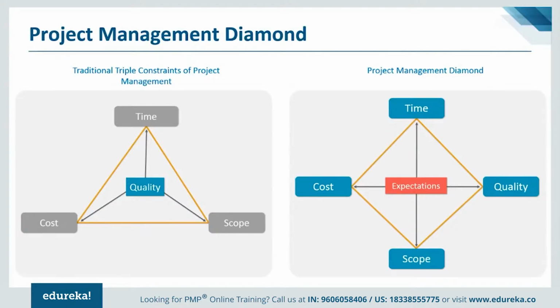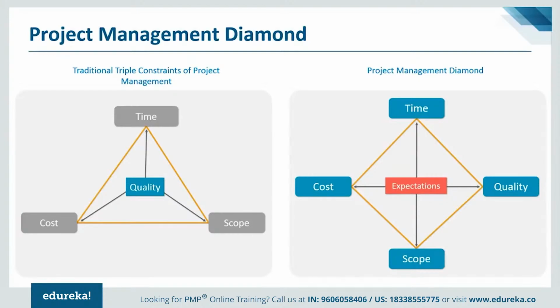So we started with triple constraints initially, and then we added one more. Time, scope, and cost were there. We've added quality as well. But if you actually see, there are a few other constraints on the project which we should be aware of, and that's nothing but the expectations. So if you see the project management diamond, we started with triple constraints on a project, and now we talk about the diamond. And I would also prefer to add a few more here.